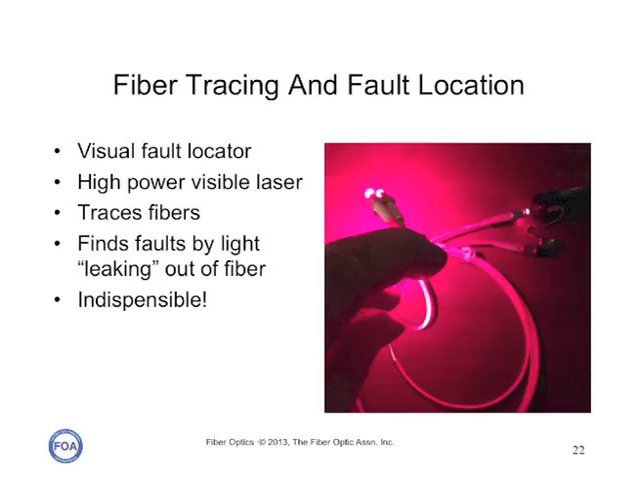Another valuable tool for fiber optic testing is a visual fault locator. A visual fault locator uses a high-powered visible laser, which we inject into the fiber, and it allows us to trace fibers and find faults by light leaking out of the fiber, as you can see in this photograph.